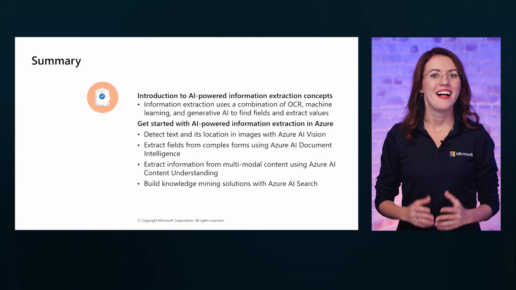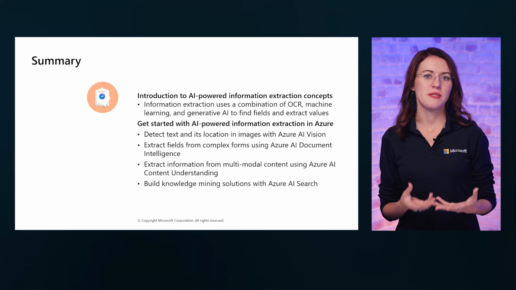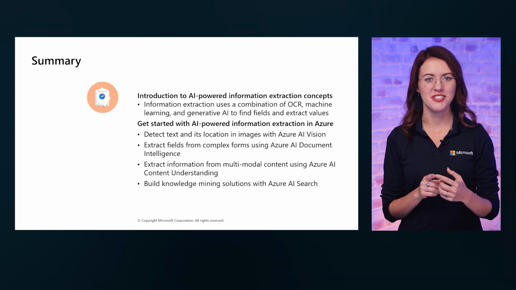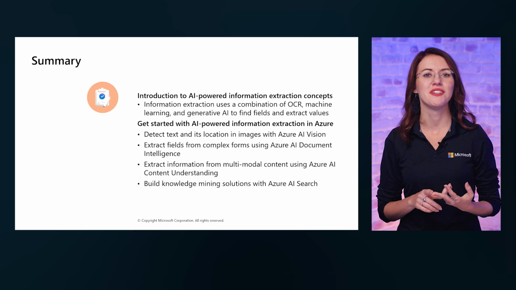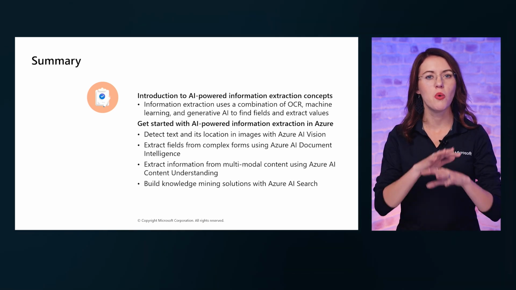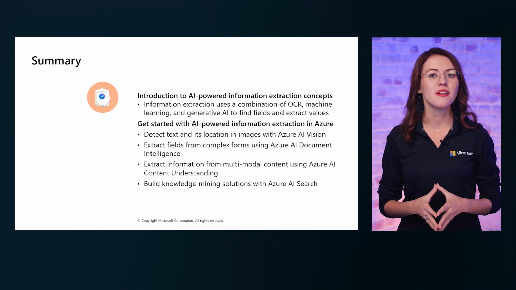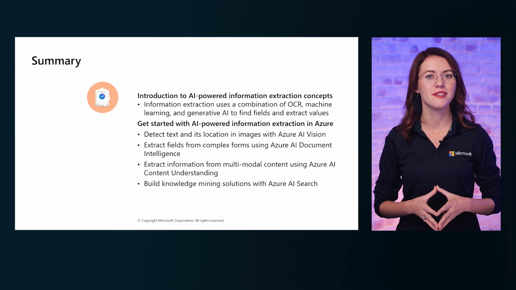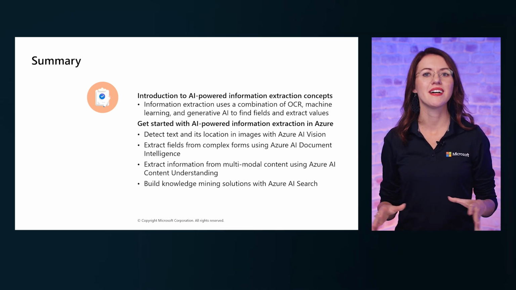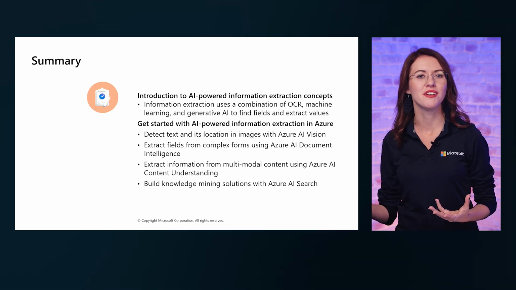Before we wrap up, let's take a moment to recap what we have covered in this session. We explored how information extraction brings together OCR, machine learning, and even generative AI to identify fields and extract values from a wide range of content. These techniques enable organizations to automate document processing, reduce manual effort, and unlock insights from text, images, audio, and video.